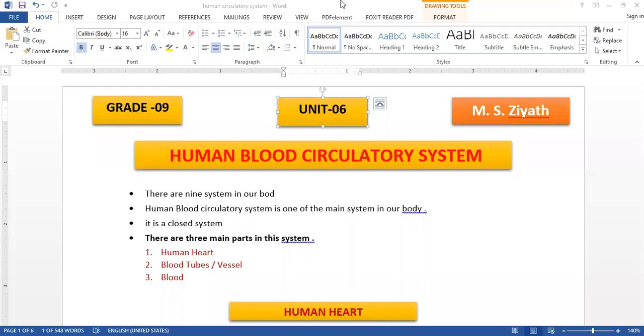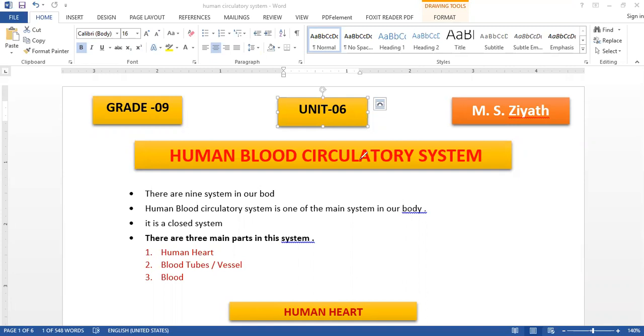So in this chapter, we will be studying the human blood circulatory system. It is grade 9, chapter number 6. Most importantly, in this chapter, we'll look at that. Let's talk, right? The human blood circulatory system is one of the main systems.